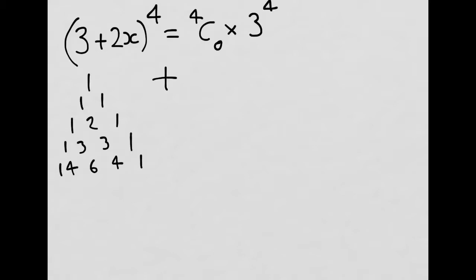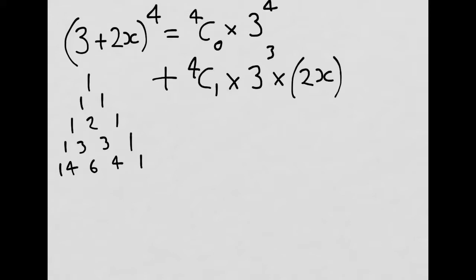Next term, put a plus sign there. It's always easy if you draw it in a column and then sort it out at the end. We're going to have 4 choose 1 times 3 to the power 3, so the power is decreasing by 1, and we also have to multiply that by 2x. I always put the x bit and the coefficient in brackets, because if you've got a negative number, things can go very, very wrong otherwise.